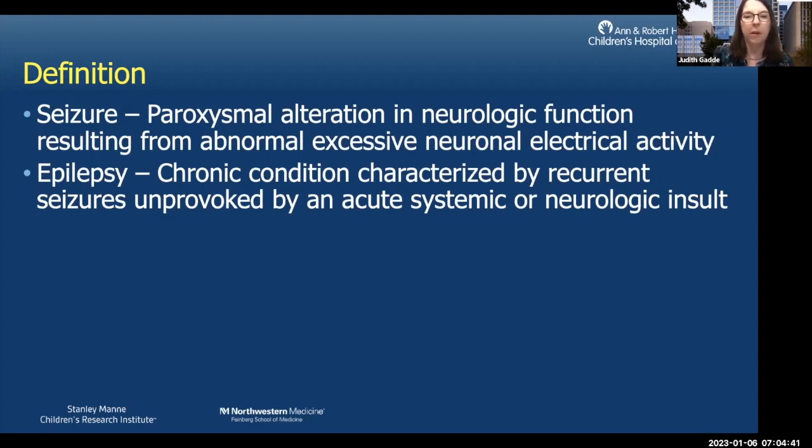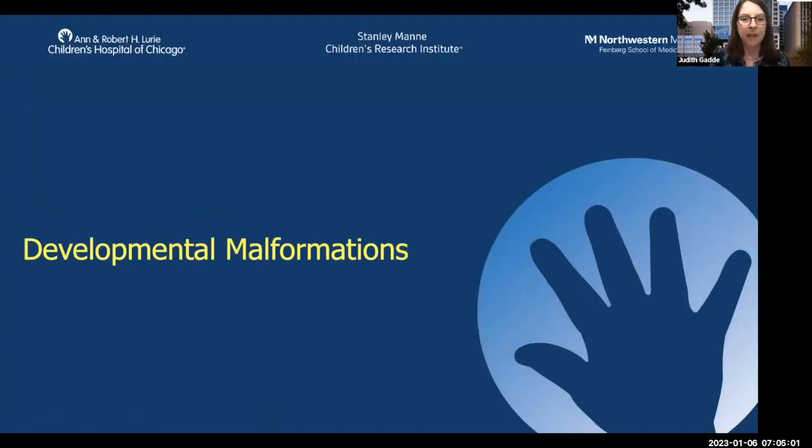And the unprovoked part is important because, as you all know, and some of the things that we will cover, there can be multiple causes of seizures, including in the pediatric setting. If you think about febrile seizures, then that is a provoked instance of a seizure, so that would not be considered epilepsy. So first, to cover developmental malformations.